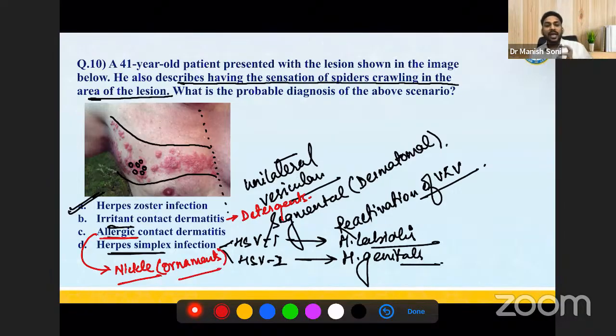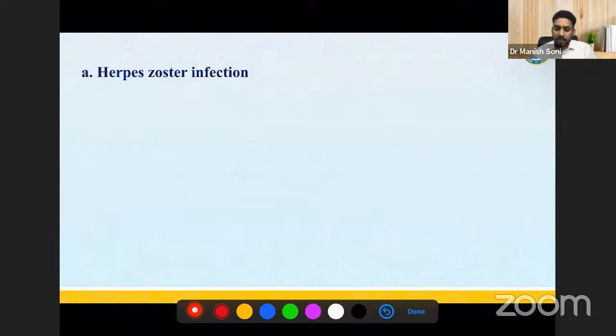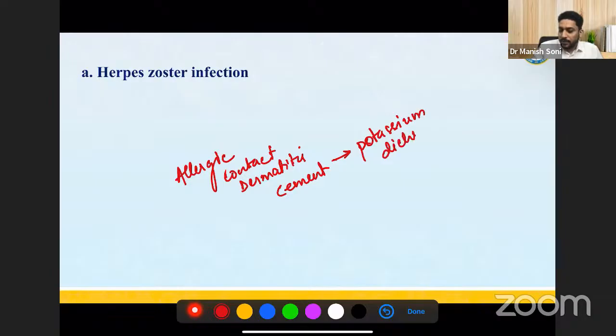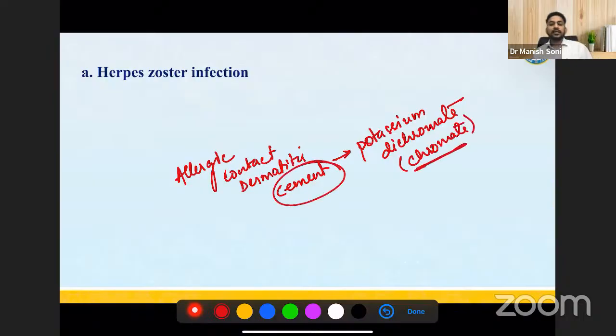Some patients also develop allergic contact dermatitis to cement. Okay, so allergic contact dermatitis to cement is due to a chemical present in cement, and that is potassium dichromate. Or sometimes in options they simply write chromate. So due to chromate or potassium dichromate, the patient starts developing dermatitis over their hands, especially the workers who come in contact with cement. So these are the common allergens which cause it.